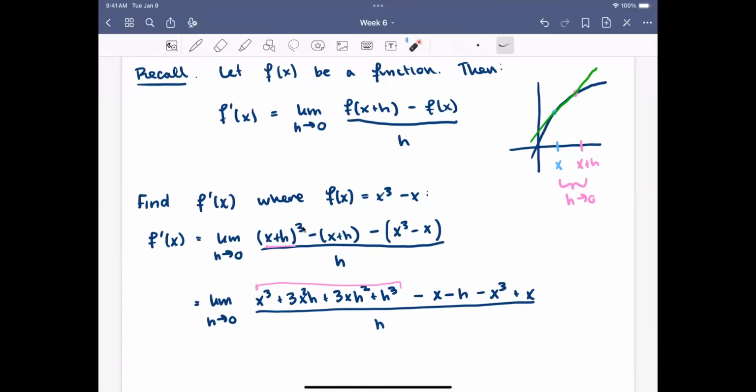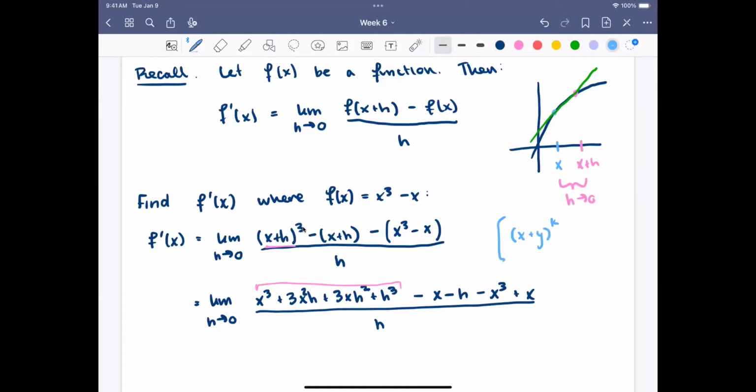Have you guys seen the binomial theorem before? As an aside, it tells you that if you have x plus y and you want to raise that to any power k, it tells you how to do that. Is that something you've seen before? If so, that's a quick way to do this. Otherwise, you could just do this in multiple steps, multiplying out x plus h two at a time.